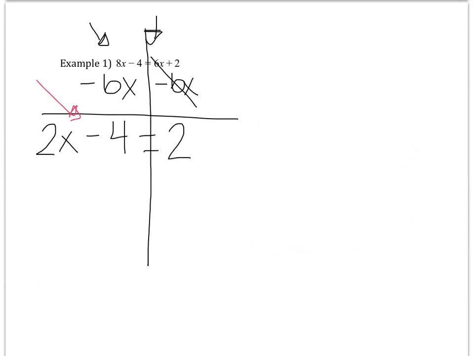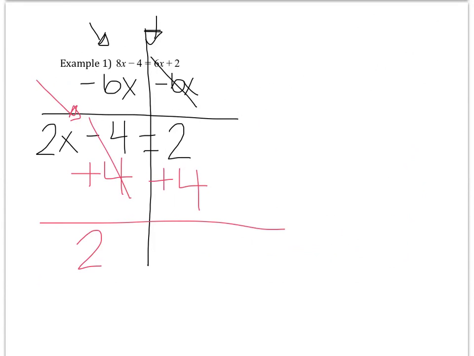So in order to get rid of a minus 4, the inverse of subtraction is addition. So I'm going to add 4 to both sides. I'm going to draw my line. Minus 4 and plus 4, they cancel. That's the whole point that we did that. So I'm going to be left with 2x equals 2 plus 4 gives me 6.